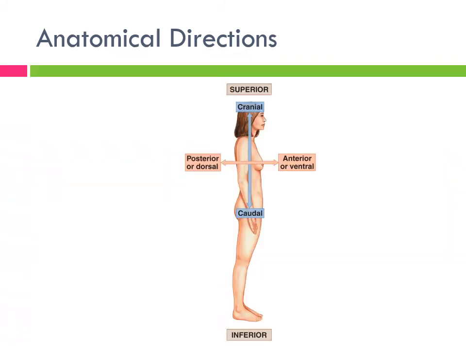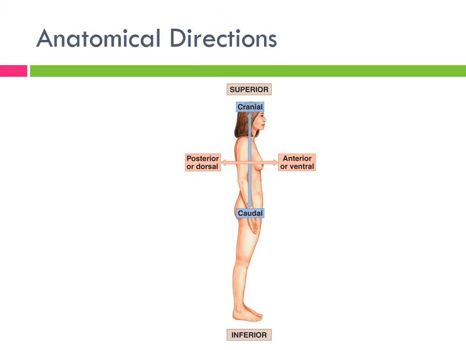So here are some pictures to describe what we just spoke about. We have superior and inferior. Superior is toward the top of the body, inferior toward the bottom of the body. Versus cranial and caudal. Cranial is toward the head, caudal is toward the tail. So caudal kind of ends at the pelvis. We wouldn't say that the knee is caudal to the hip. We would say the knee is inferior or distal to the hip.